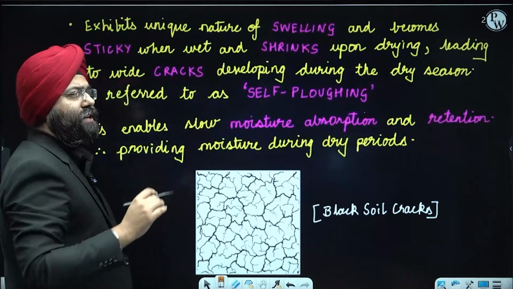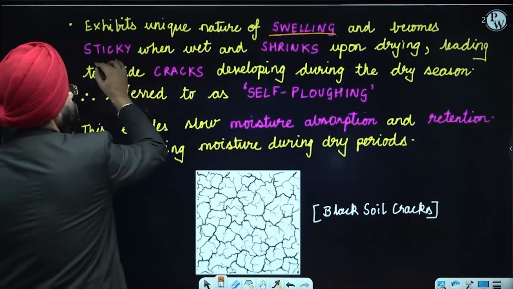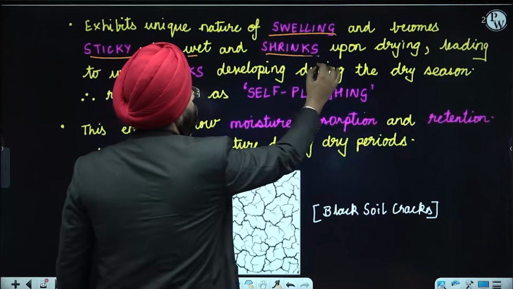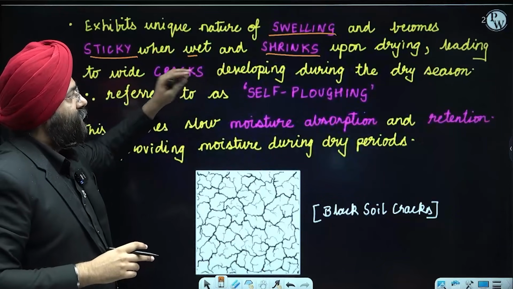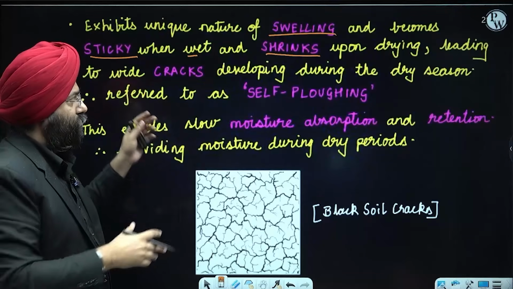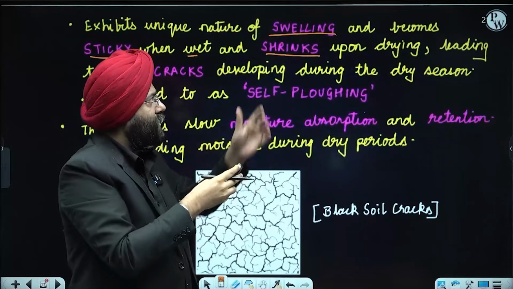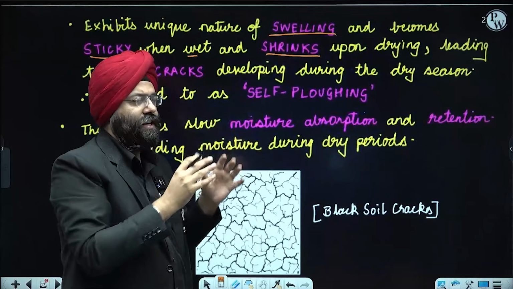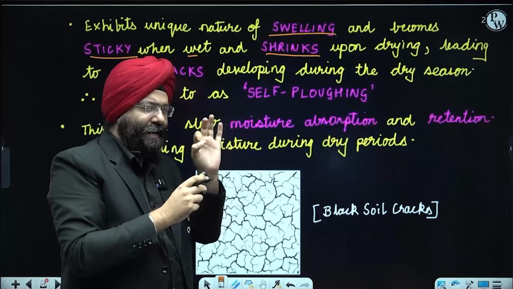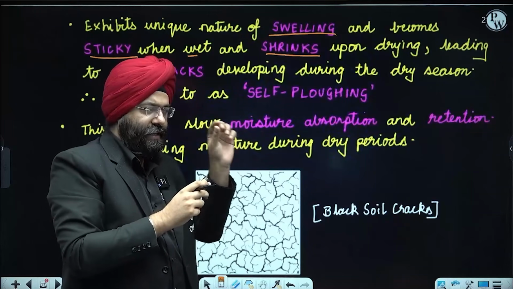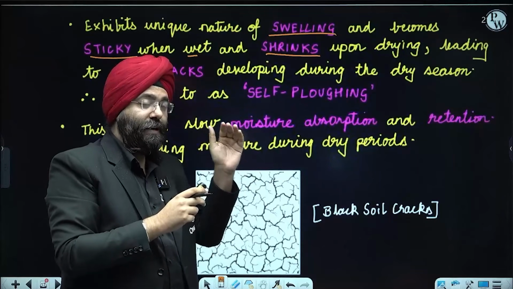It exhibits a unique swelling and becomes sticky when wet and shrinks upon drying, right? So when there is a lot of water, it becomes sticky. When it is in a dry state, then what will happen? It will shrink. So what you see over here is, because of this nature, a lot of crack-like structures are present over here, and these crack-like structures are basically beneficial for this soil particularly.